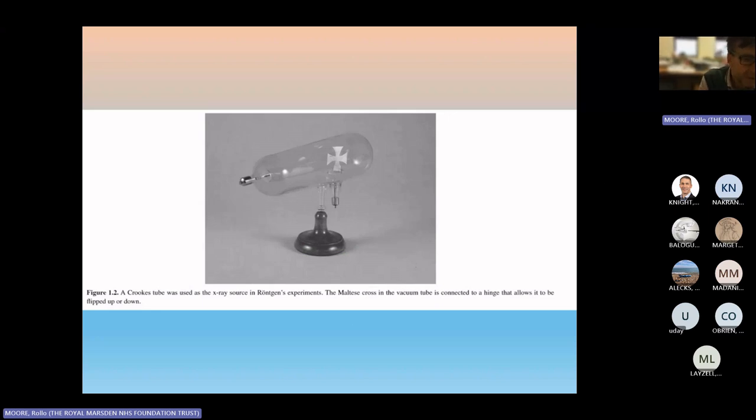And that is a picture of the tube de-energized, showing its construction and the shadow formed by the Maltese cross. And it is a Crookes tube. Early Röntgen experiments created that acceleration of electrons towards a positive plate.